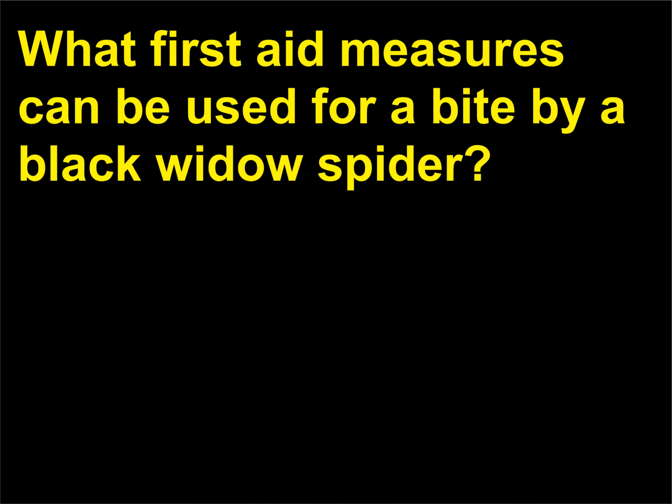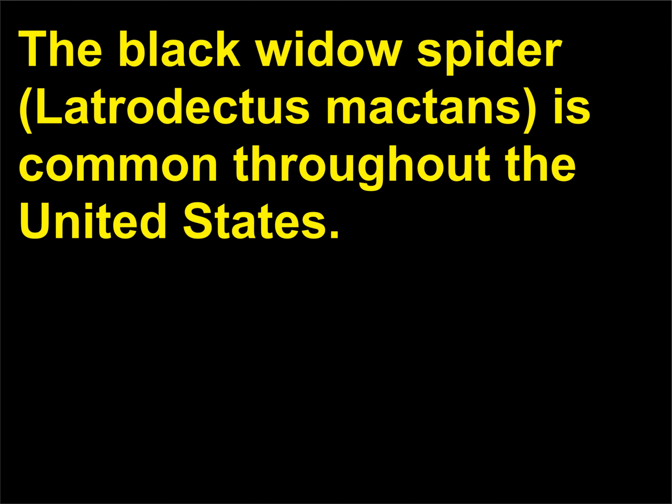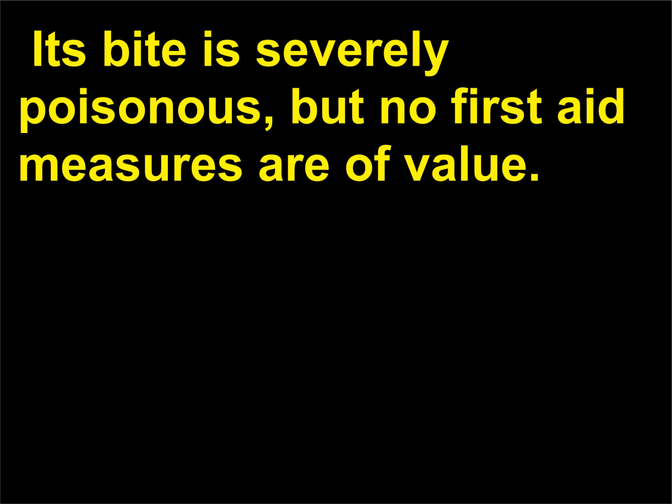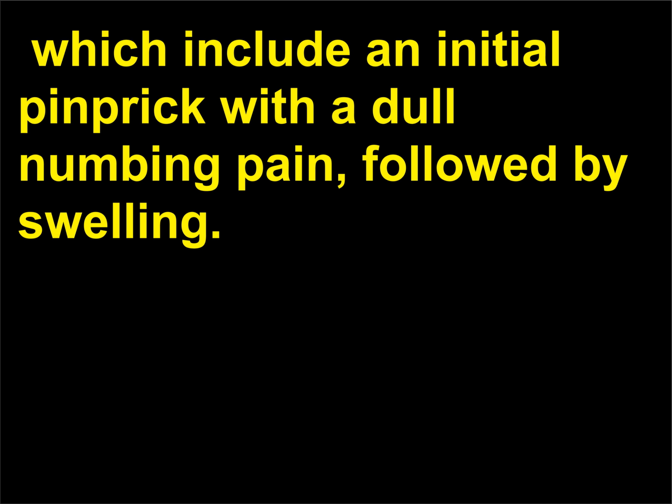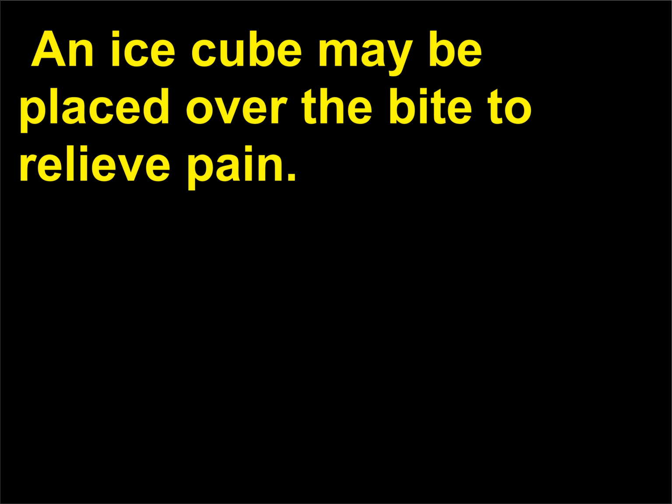What first aid measures can be used for a bite by a black widow spider? The black widow spider, Latrodectus mactans, is common throughout the United States. Its bite is severely poisonous, but no first aid measures are of value. Age, body size, and degree of sensitivity determine the severity of symptoms, which include an initial pinprick with a dull numbing pain, followed by swelling. An ice cube may be placed over the bite to relieve pain.